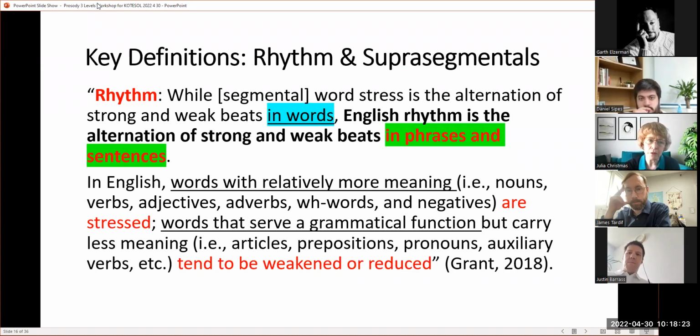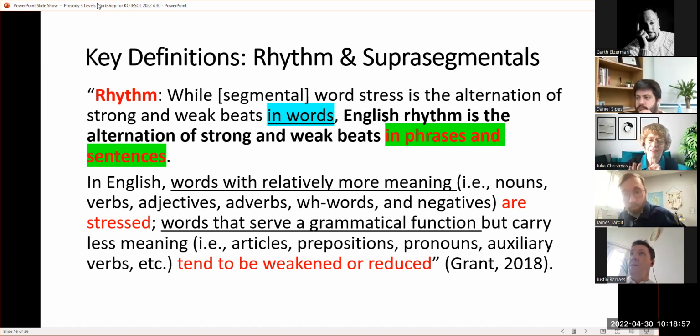So rhythm in words is the segmental part, but in phrases and sentences, the alternation of weak and strong beats, that's suprasegmental. And as mentioned before, the words with more meaning, the nouns, the verbs, the adjectives, adverbs, WH words, negatives, those are stressed. And the words that serve grammatical function, but they carry less meaning, the articles, prepositions, pronouns, they are weakened and reduced. So they go to the lake at the end of the summer.